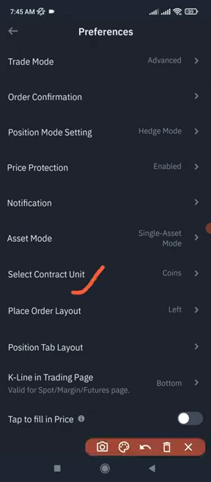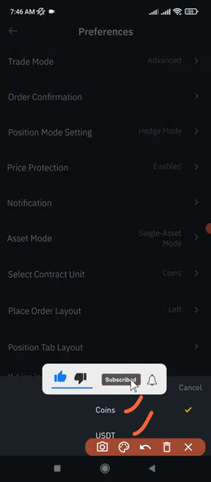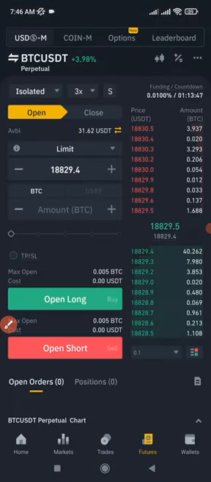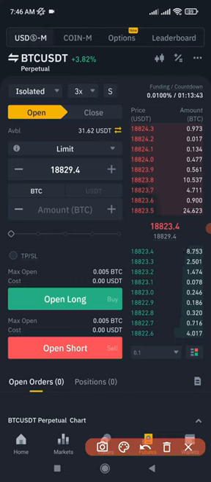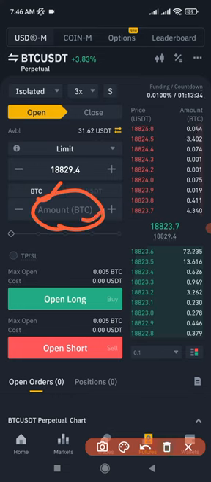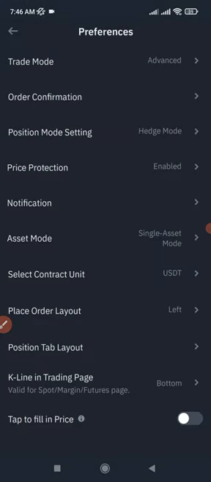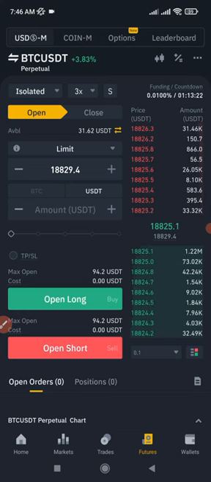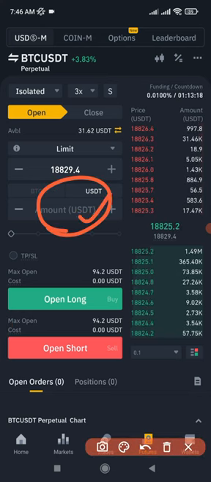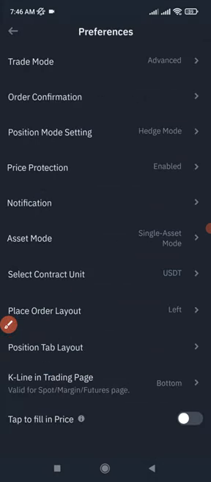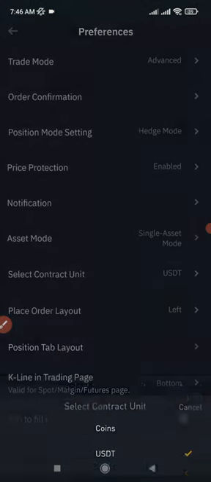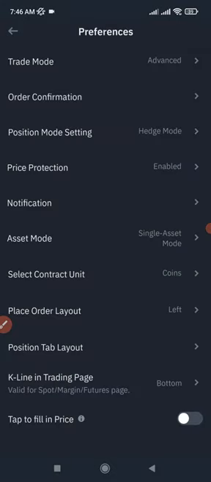So the next option we have here is the contract, where it says select contract unit. By default, it is coin here. Now let me explain where this is. If I click on it, you have to select either coin or USDT. Where you will see this is, if I go back, let's say I want to open a position here. If I want to open a position for BTC, it tells me to type in the amount of BTC. But if I go back to that setting and switch to USDT, so go to preference again, go to select contract and select USDT, once I switch it to USDT and come back here, you see that instead of BTC, it is now USDT. That is where you get that option. So you can decide to use BTC or USDT. I'll change it back to the coin. I prefer to use the particular coin that I'm trading, not USDT. So that is that option for you.